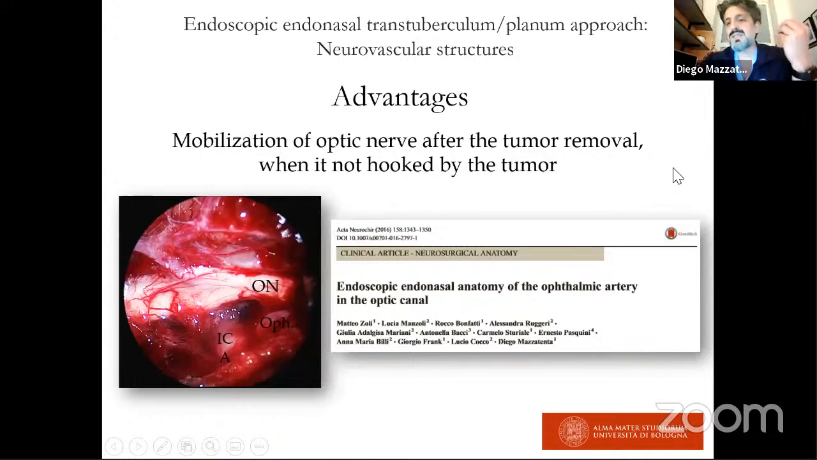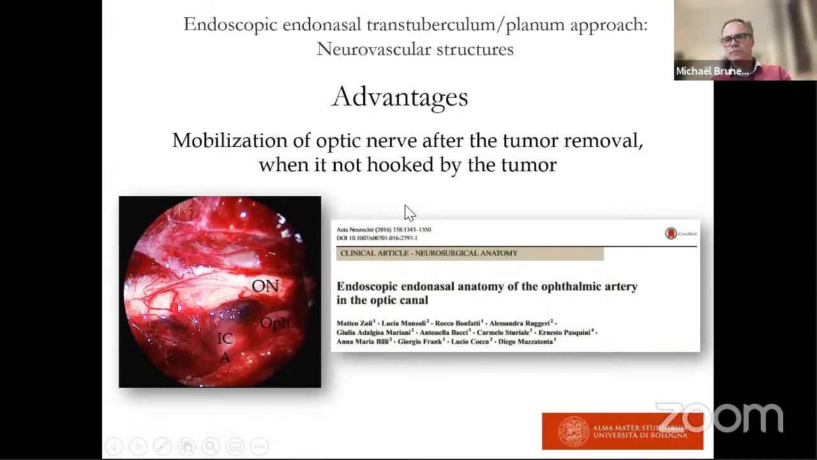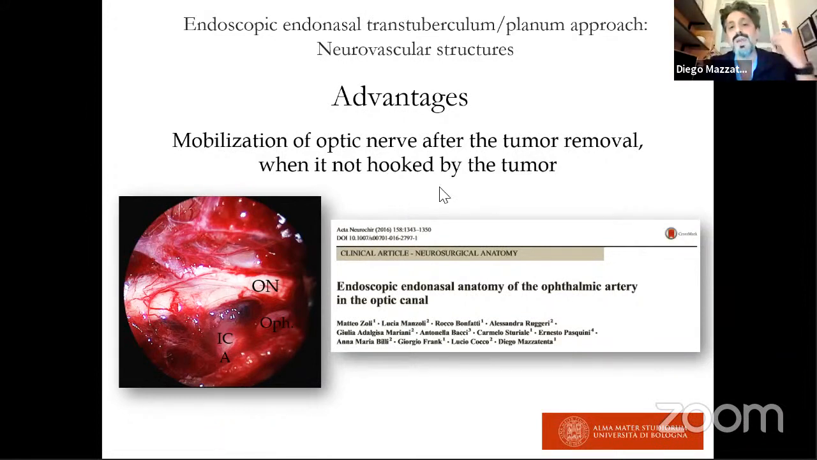And in case you use the transtuberculum approach to remove tuberculum sellae meningiomas, don't forget the main advantage of this technique. You can mobilize the optic nerve after the tumor removal. This is very important because the mobilization of the optic nerve is performed when it's not hooked by the tumor. And so you can manage the optic structure after the decompression, after the tumor removal.